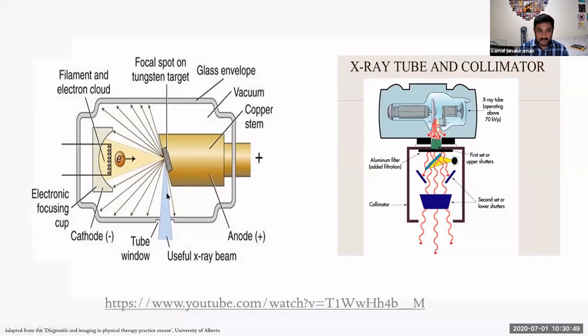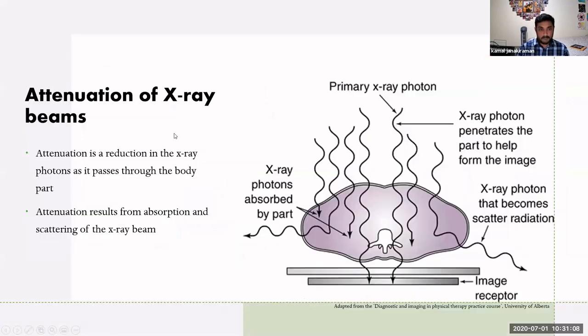One thing it doesn't have is the window here. The window allows only a selected amount of X-ray to pass through it. Okay, once the X-ray passes through that, it goes to the second set of lower shutters. Again, it filters out more X-ray and only some passes down.